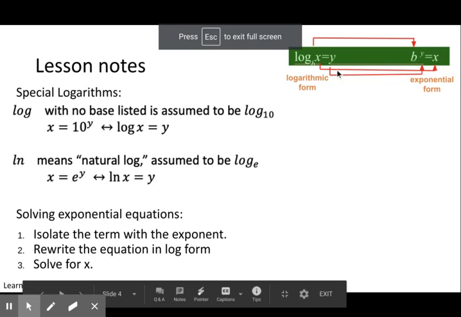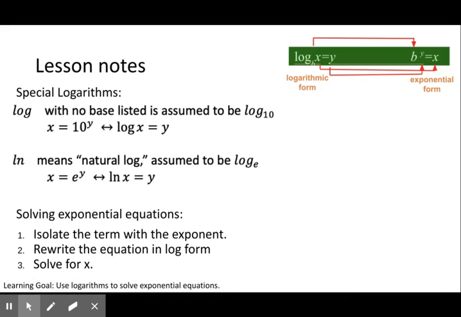All right. So for lesson 14 today, a couple of things we want to talk about. First thing, I had alluded to this a couple lessons ago, but when you see log without a base listed, and I put an example here, if you have a log without a base listed, we're going to assume that that means log base 10. So whenever you see log with no base listed, that means log base 10.